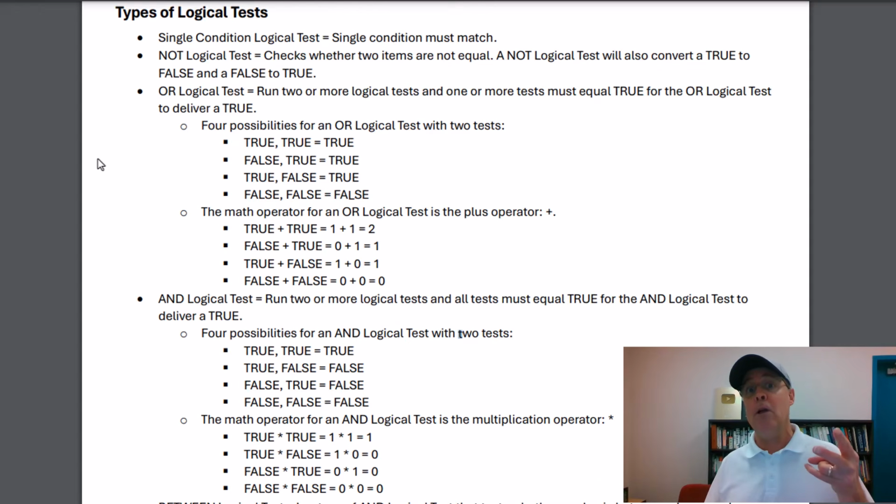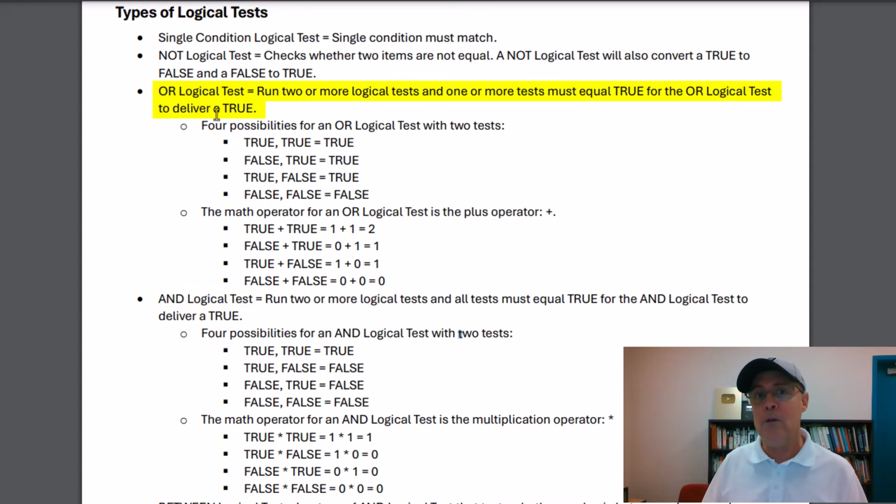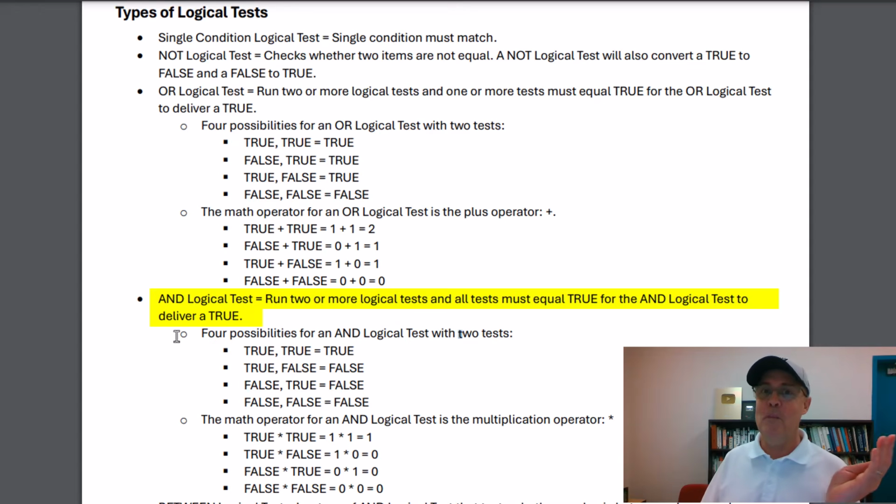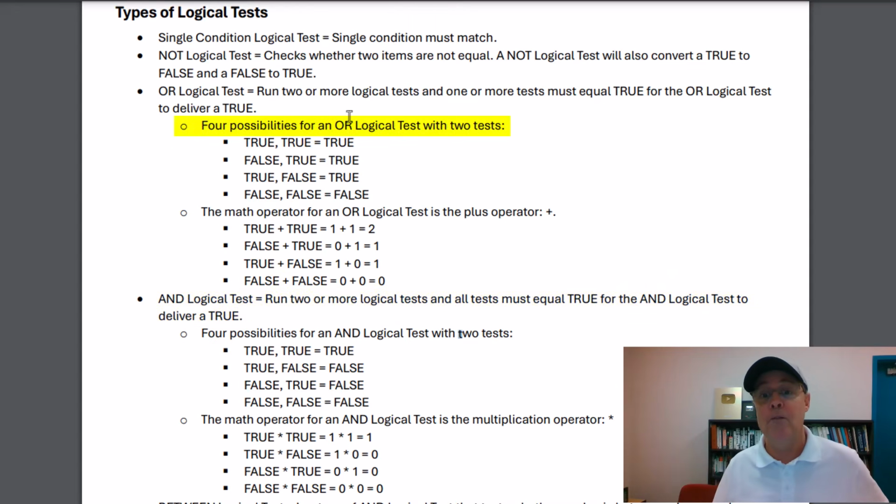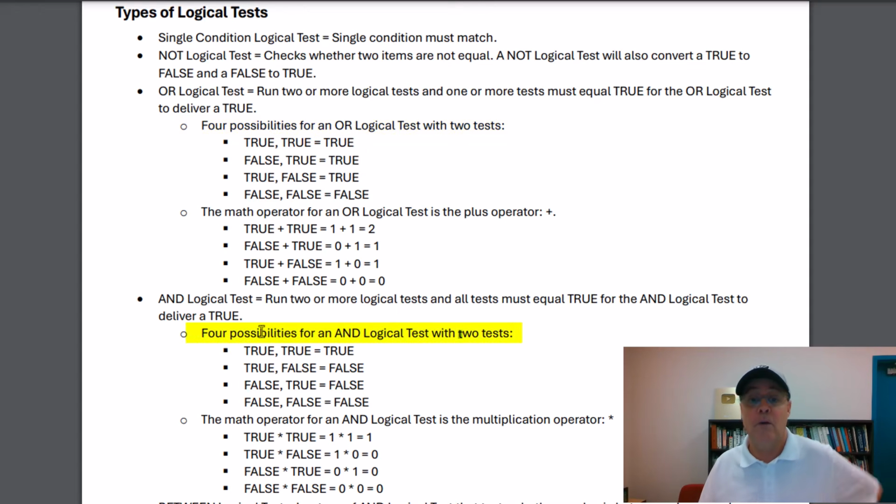And when we have two or more conditions, as we learned all about back in video number 2, we have an OR and an AND logical test. Now, for an OR logical test, when you run all the tests, all you need is one or more tests to come out true, and the OR logical test delivers a true. For AND, however many tests you run, they all have to come out true for the AND logical test to deliver a true. Now, when we run two tests, here are the 4 possibilities for an OR logical test. Only false, false delivers a false. The rest are true. For an AND logical test, if we run just 2 tests, only true, true delivers true.